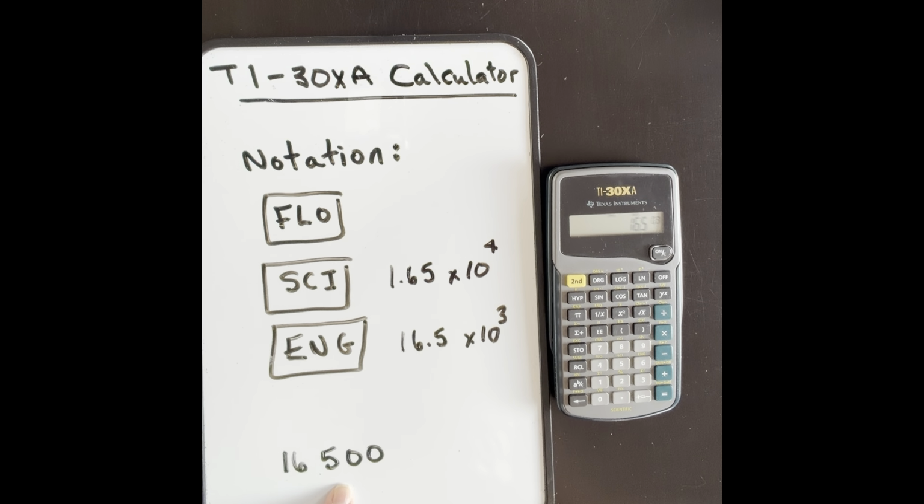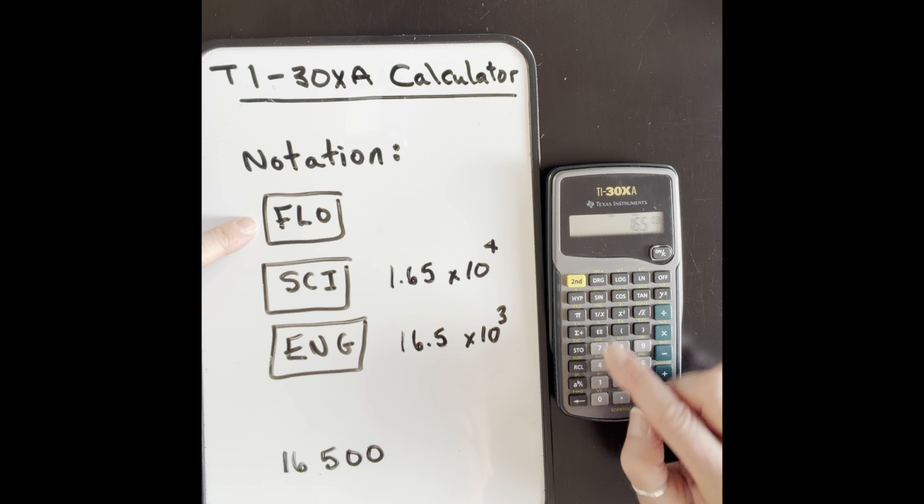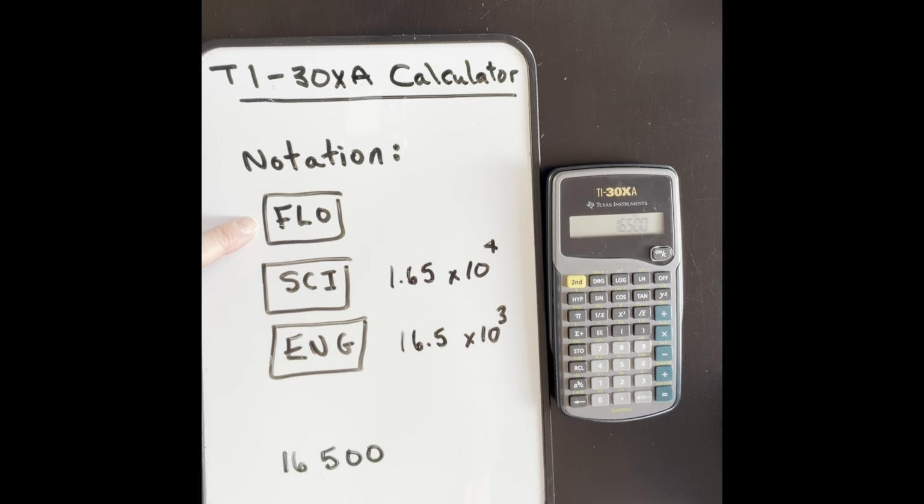Now, if I want to get back to regular notation, I can use this button above the 4, which is FLO, and go second function 4, and it's 16,500. So you can change between the different notation depending on what you need.